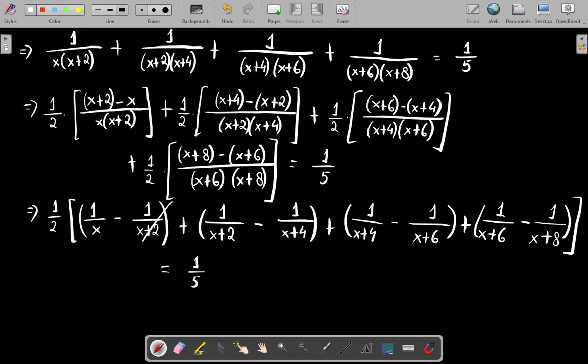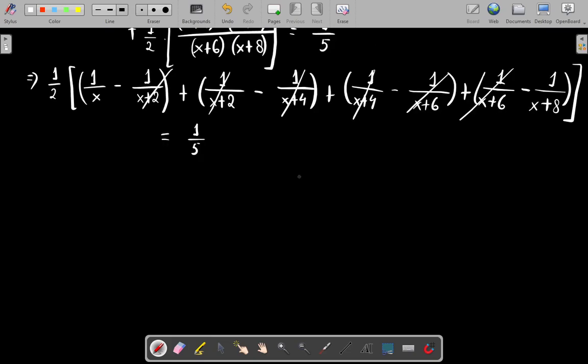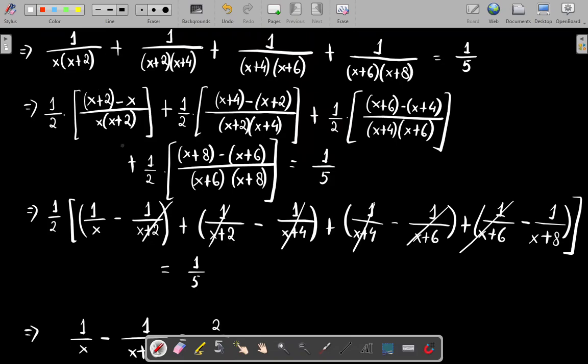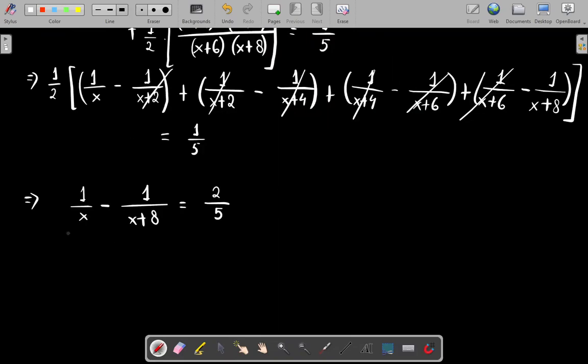So if we open the bracket, this and this will get cancelled. Similarly, this and this will get cancelled, and minus 1 upon x plus 6 will get cancelled with this one. Okay, so we are left with, if I multiply both sides with 2, this half will get cancelled out. We are left with 1 upon x minus 1 upon x plus 8. Okay, and multiplying this 1 by 5 with 2, we get 2 upon 5. So this whole clumsy equation, after factorizing and resolving into partial fractions, is now a lot less convoluted. It looks a lot easier and simpler.